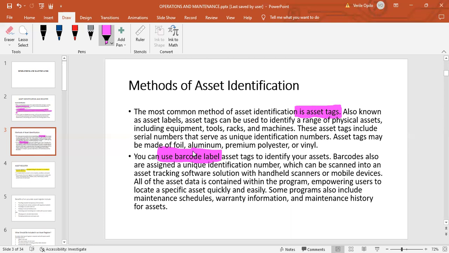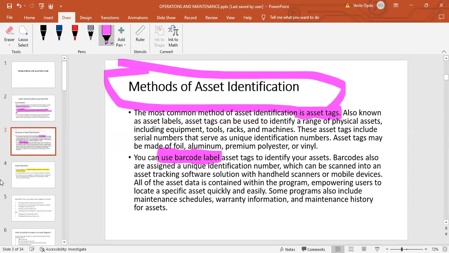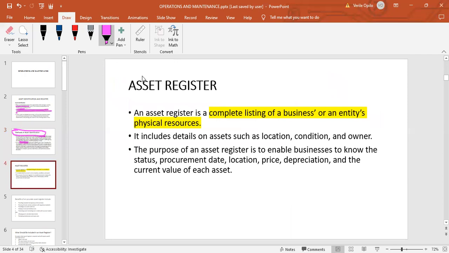So whenever you're scanning the barcode on this asset, you can gain access to those details. And whenever any improvements are made on that asset, or any decisions are made with regard to that particular asset, the asset details are going to be updated. So those are the various ways that the organization can use to identify assets.